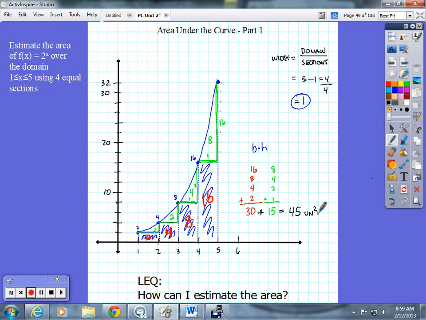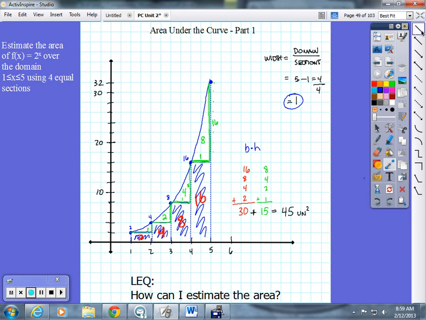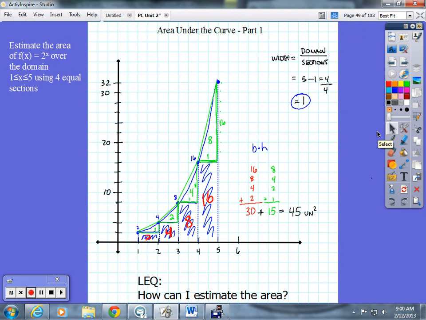No, because a triangle has a straight edge, and this edge is curved. Okay, so my estimate here would probably be a little high, because if I drew these triangle sections in here, you would notice that they're a little above my blue line. Okay, each of those triangle sections is a little bit above my blue line. So my estimate here, this 45, would be a little high. Okay, it's a little high.